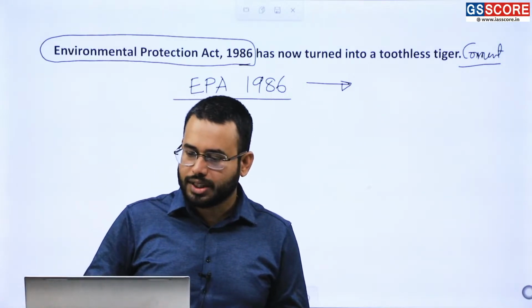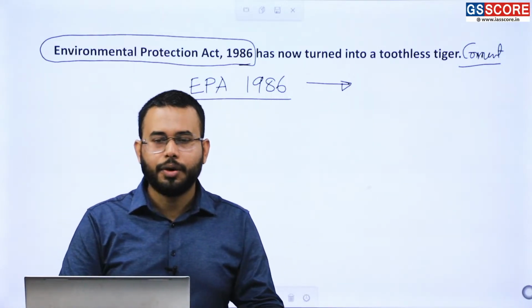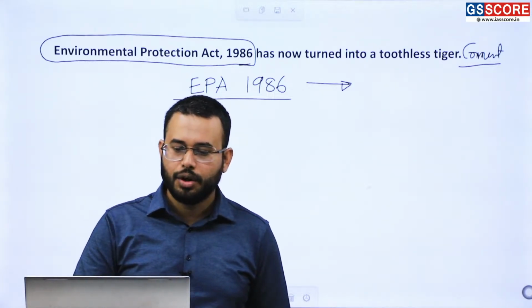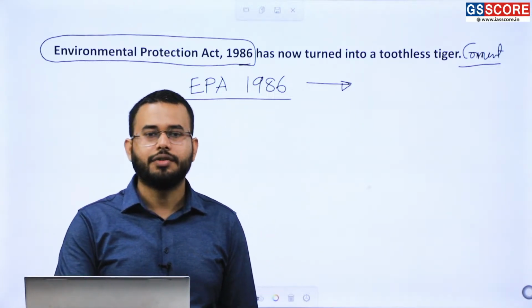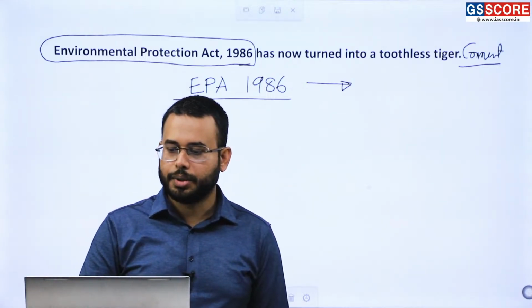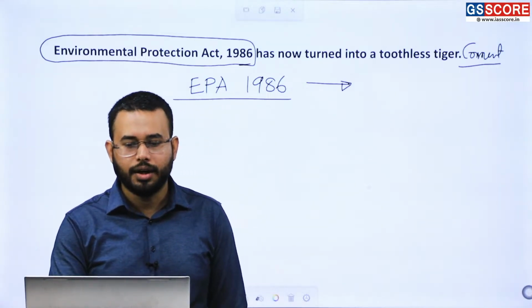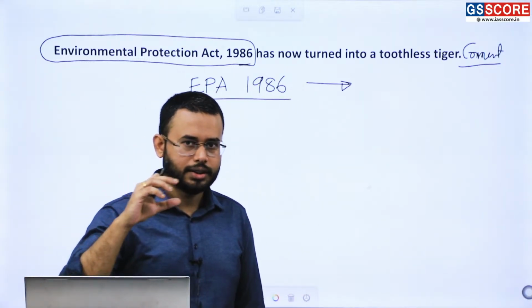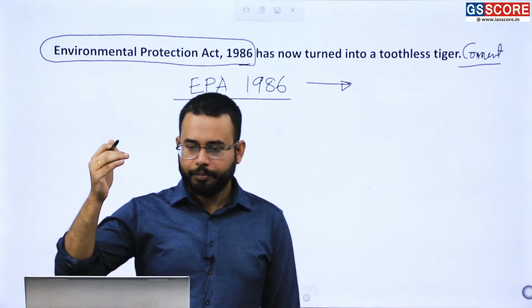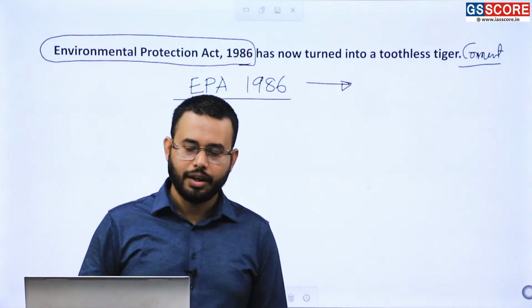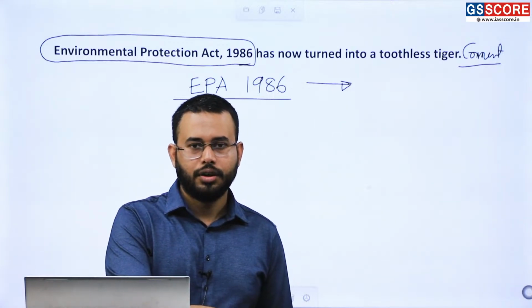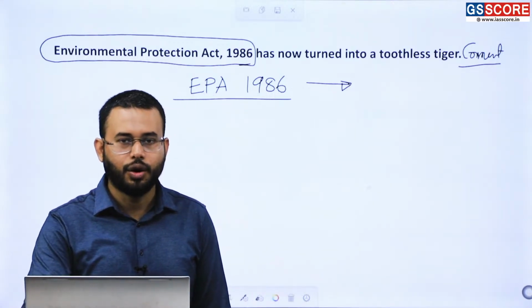Now, it was a landmark legislation, but over the period of time, we have seen that the EPA has faced criticism for its effectiveness in achieving its objectives, leading to the perception that it has become a toothless tiger, right? So you can start your answer with this statement. Then you can identify in which areas there is a lack of implementation or issues.